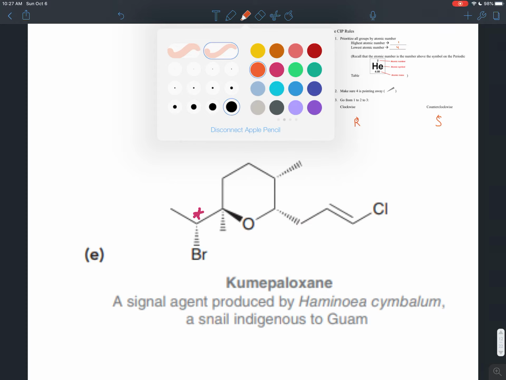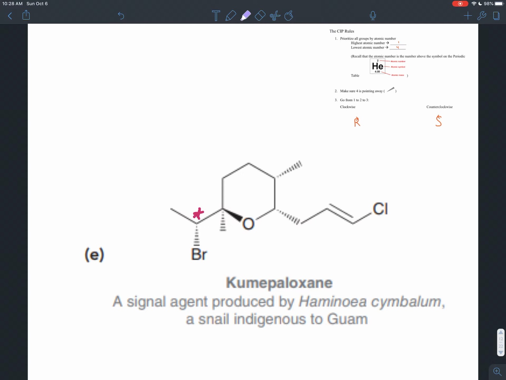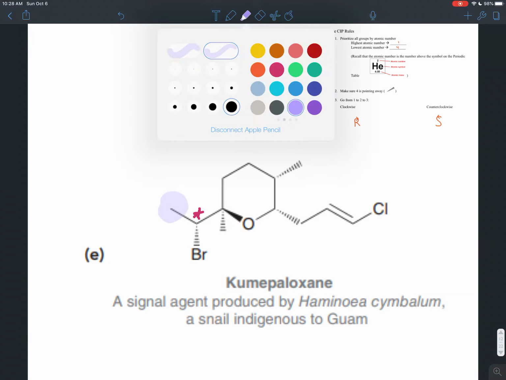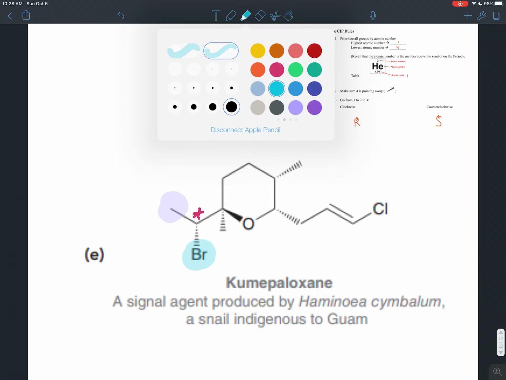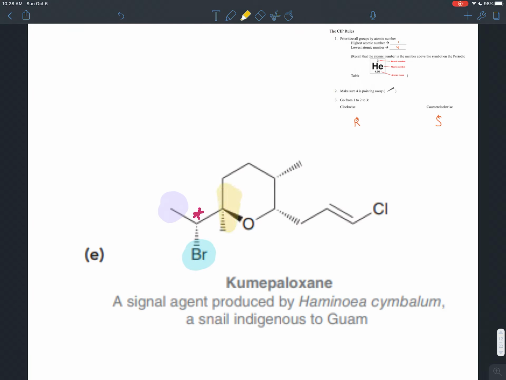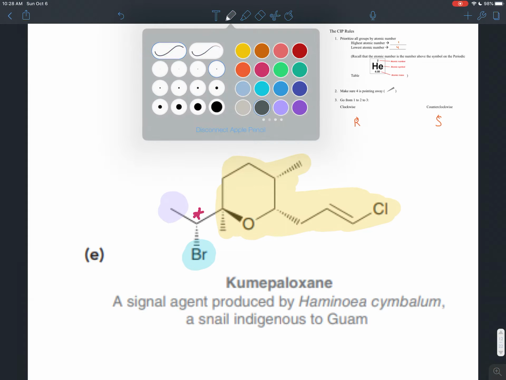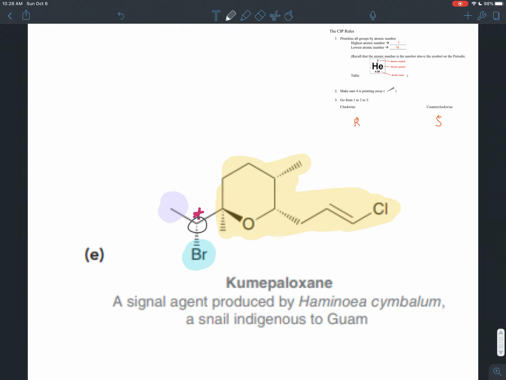Now you don't know, you should always check. So let's go through these one at a time. That starred carbon has a methyl group to the left, a bromine going down, a weird gigantic ring to the left, and the fourth thing is an invisible implied hydrogen.